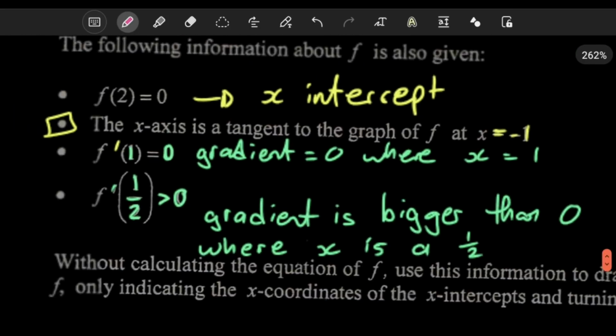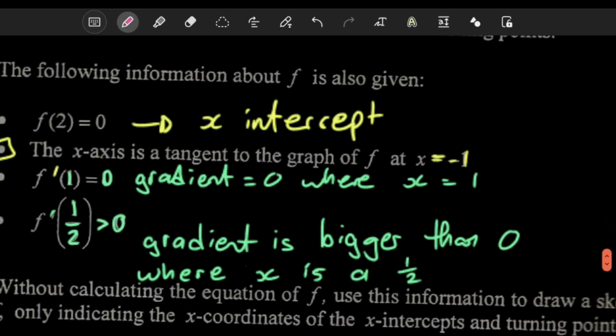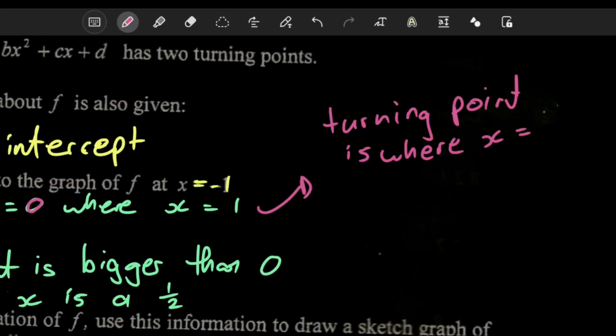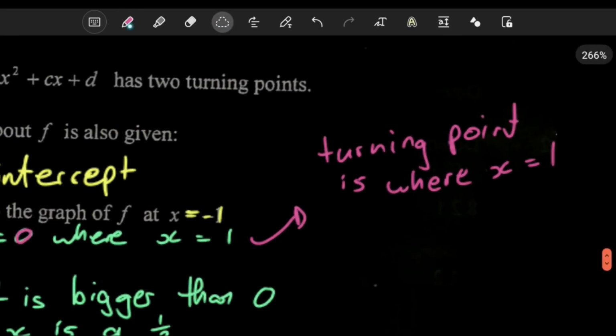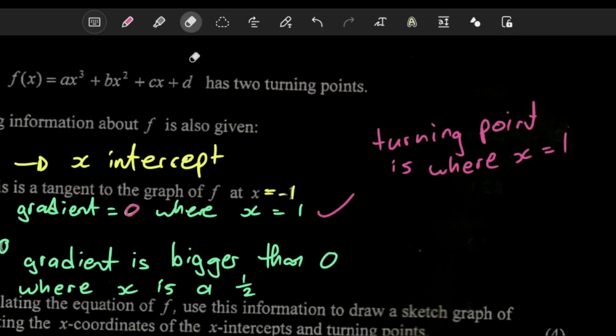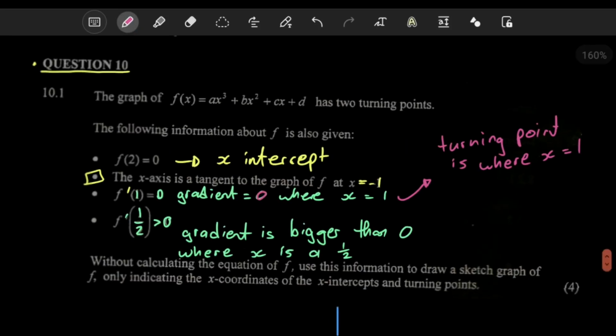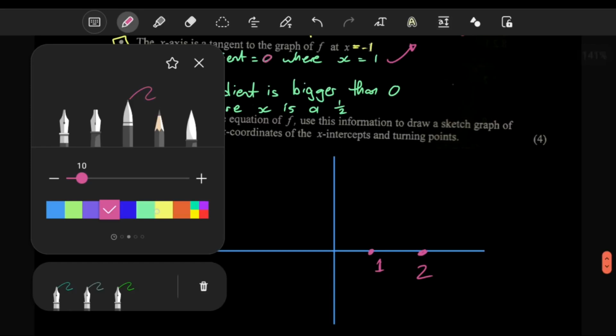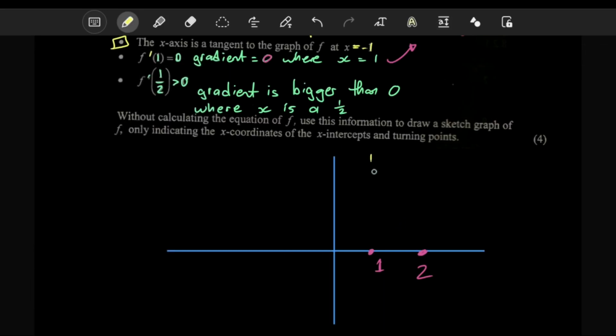Here they said the gradient is 0 where x is 1. So obviously, if the gradient is 0 where x is 1, they are giving us a turning point. You see, the turning point is where x is 1. Fantastic. What else? Oh, we have a turning point, right? So let's see where x is 1. Where x is 1, that's somewhere there. Because we have a turning point over there, we might as well give it some color to say there's a turning point somewhere over here.